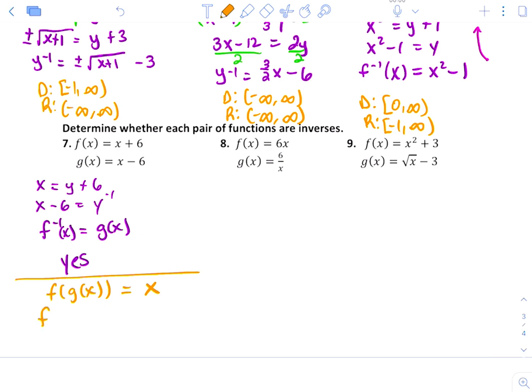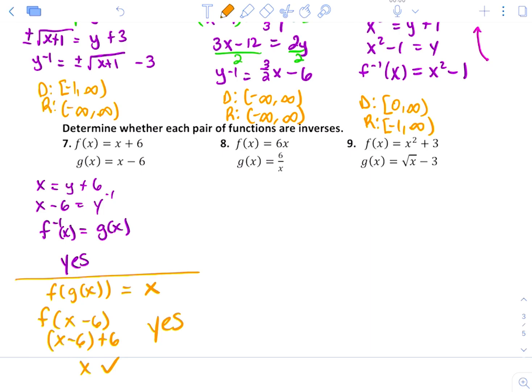So if I work through this, this is really telling me to do f of x minus 6, and then I would have x minus 6 plus 6, which then simplifies to be x. So I ended up with that positive x for the answer. So yes, these are inverses of each other.